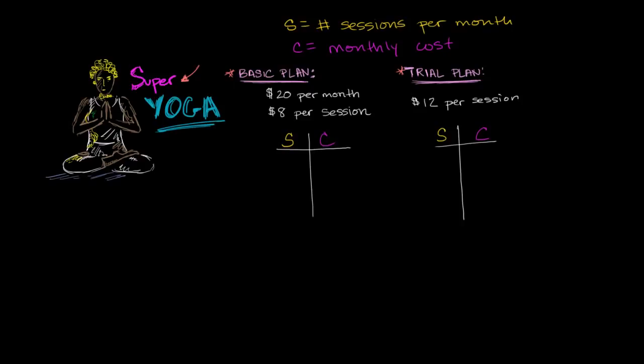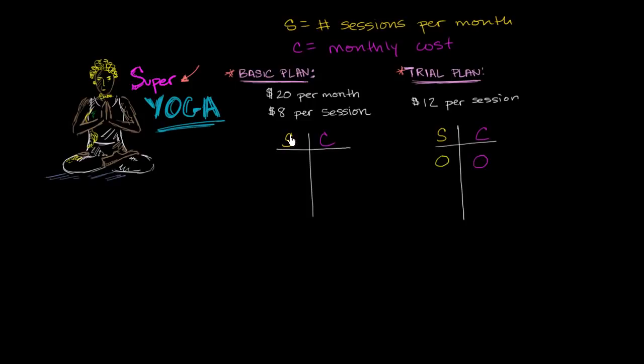So let's first think about if I decide to attend no sessions. If I decide to attend no sessions under my trial plan, what will be my cost? Well, $12 per session, 12 times no sessions, well, I'm not going to have to pay anything. My cost is going to be 0.